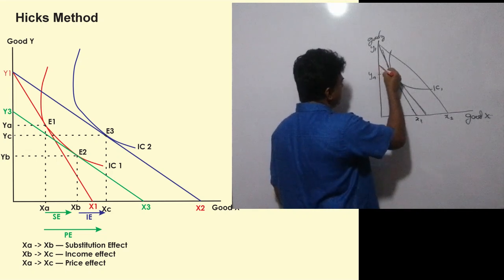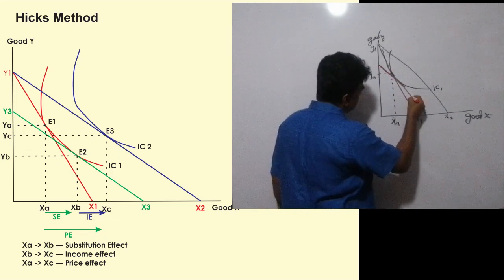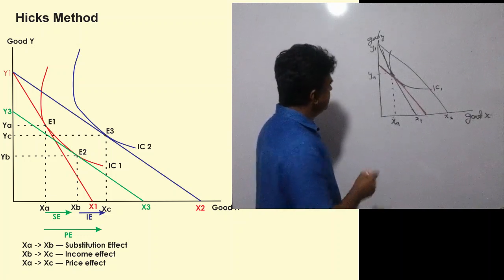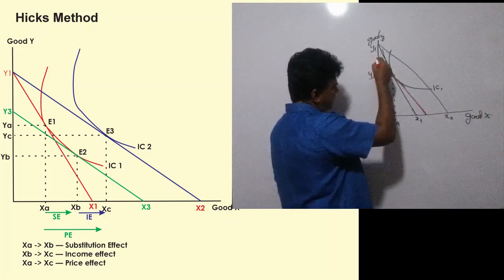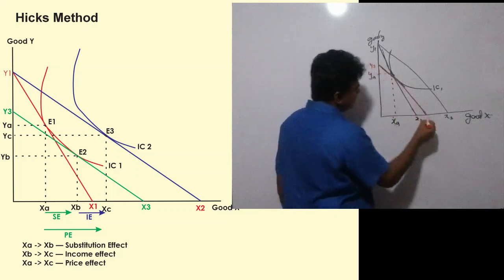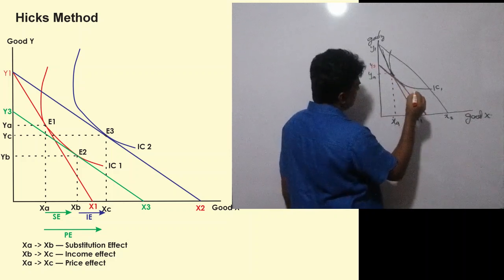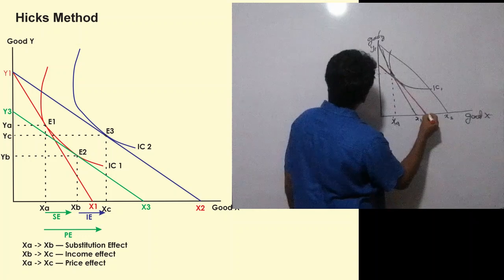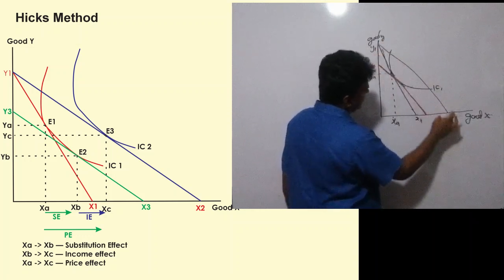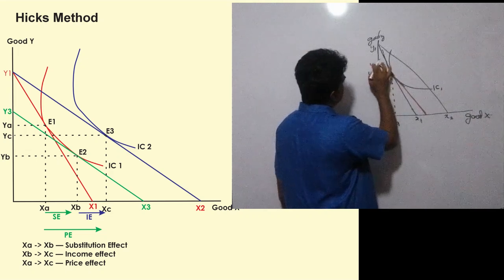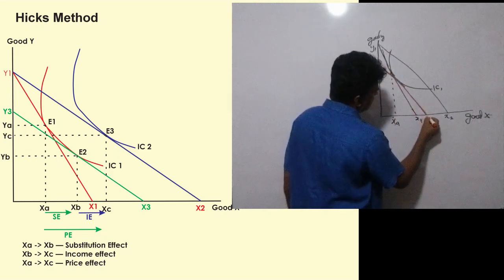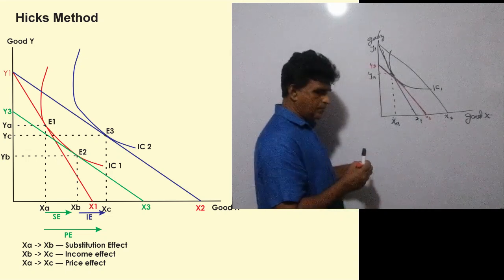Now I am drawing another one. I'll draw that in red color. Then this is y2. This is y1 x1. This is y1 x2. This is, I'll say, y3 x3.